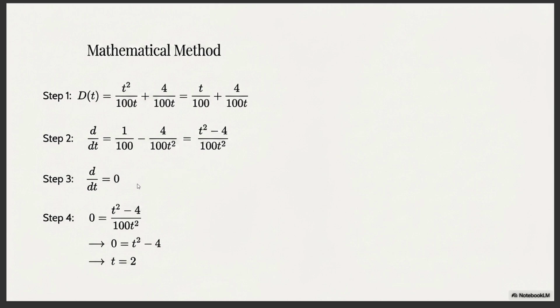For step 3, we assume dD/dt equals 0, and for step 4, we use 0 equals (t² − 4) over 100t². From this equation, we get t equal to 2.